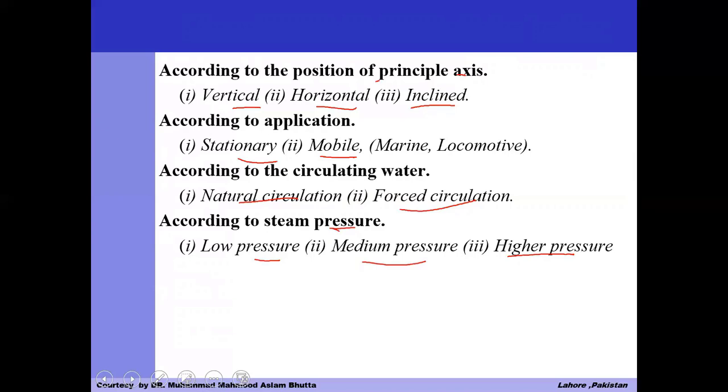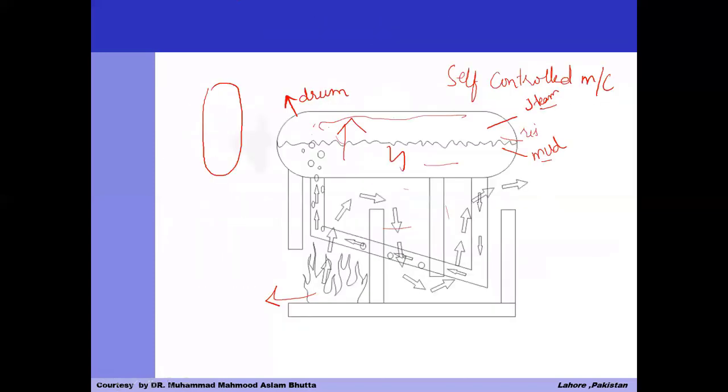Next is according to the steam pressure. It can be low pressure, medium pressure, or high pressure. It all depends on the requirement. Whatever the requirement of the system, if the system requires high pressure steam, then we will definitely use high steam pressure. Mostly for high pressure, we will prefer the water tube boiler. So let's move towards the fire tube boilers.